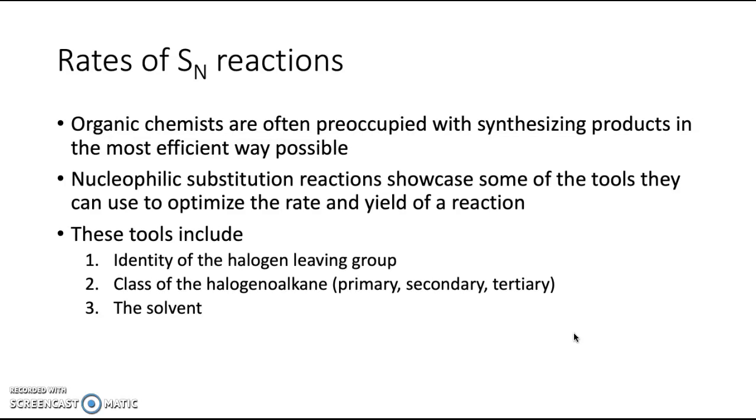Okay, so when we're talking about these substitution reactions, an organic chemist who's planning a synthesis has 3 things that they want to consider. The halogen leaving group can impact the rate and yield of a reaction. The class of halogenoalkane, whether it's primary, secondary, or tertiary, and then the solvent can also have some impact.